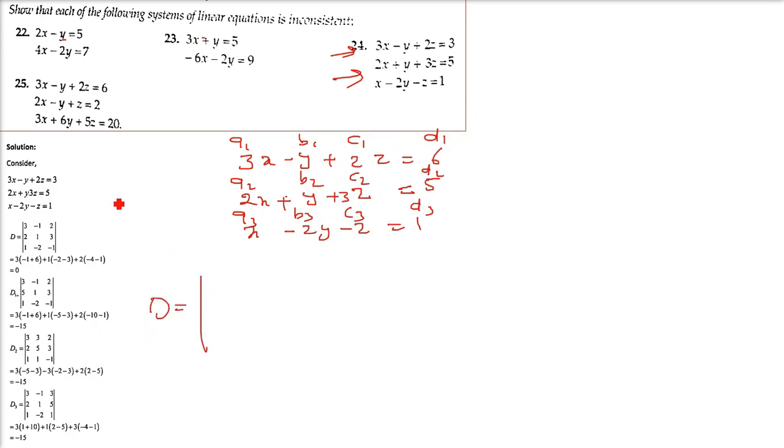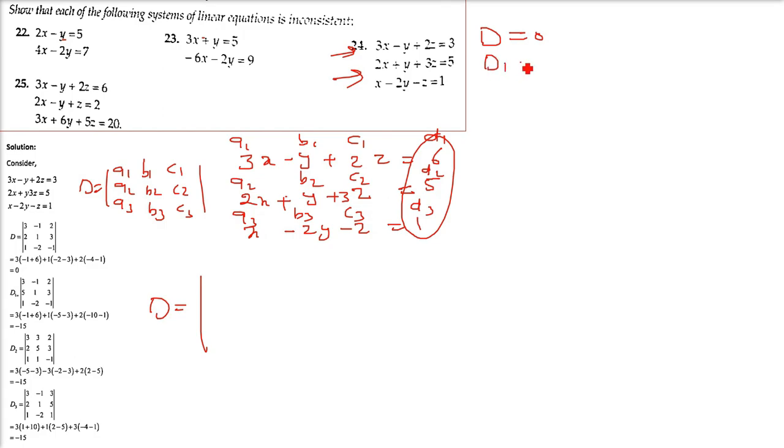So whenever we try to find out D, how do we do it? See, a1, a2, a3, b1, b2, b3, and c1, c2, c3. So when we have to find out D1, we replace a1, a2, a3 by 3, 5, 1. b1, b2, b3 for D2 will be replaced by 3, 5, 1, and c1, c2, c3 will be replaced by 3, 5, 1 for D3. But if D is equal to 0, but D1, D2 and D3 are not equal to 0, then only we say that the system of linear equations is inconsistent, right? D1, D2, D3 should not be equal to 0, only D has to be equal to 0.